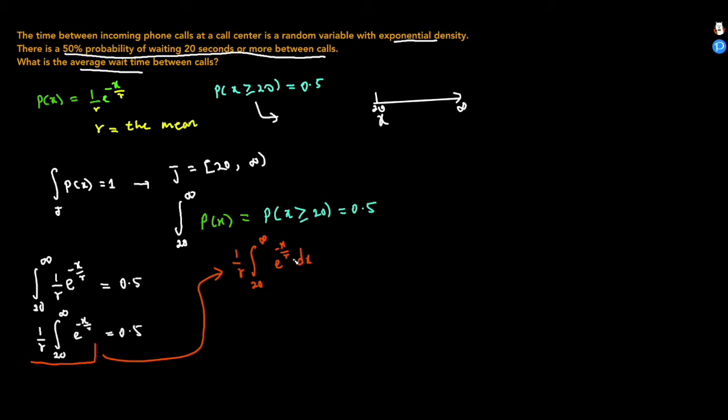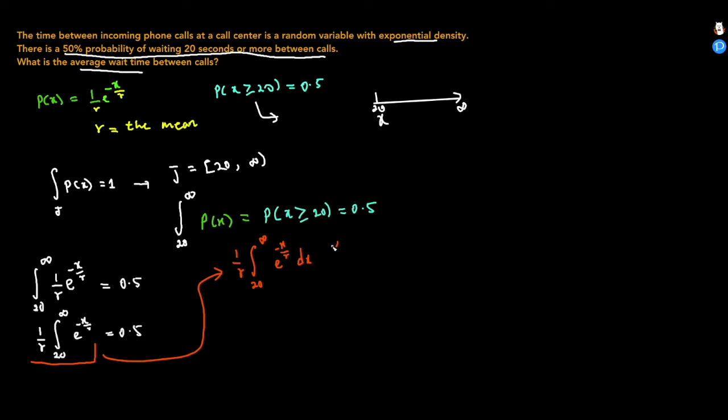Well, always go for substitution first, see if that works, right? That's my approach. So we see that if we let this be u, and this is 1 over r as a constant, so if we just let this be u and differentiate it, this x goes away, so that might work, right? So let's go ahead and work with that.